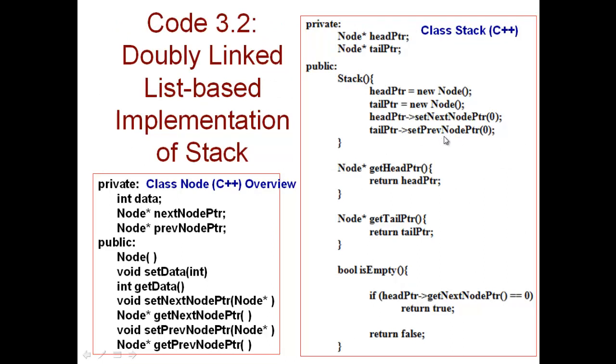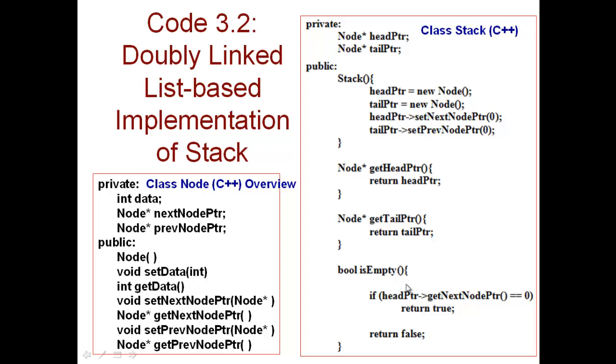So as you can see, these are the things that you want to initialize. You don't want to initialize the previous node pointer for the head node or the next node pointer for the tail node. There's no need to set values for them. So that's how you create a stack. And then you have the get functions that will get you the value of the head pointer and tail pointer, which will be the addresses of the head node and tail node.